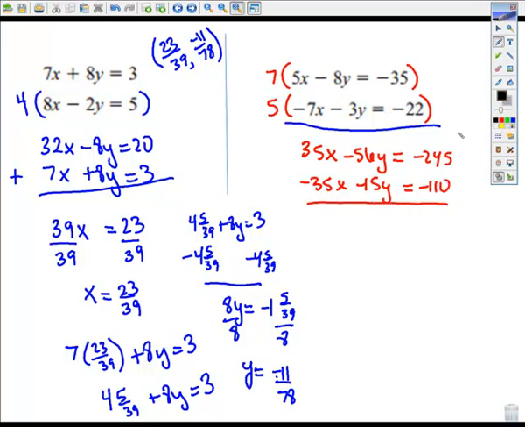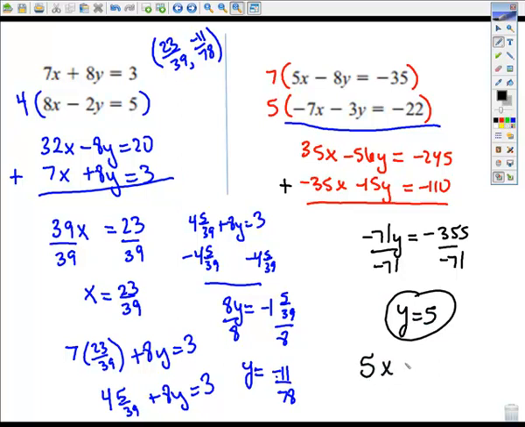I have exact opposites, so I'm going to go ahead and add. Negative 56 and 15 is negative 71y. Negative 245 and negative 110 is negative 355. Divide by negative 71. And I get 5.